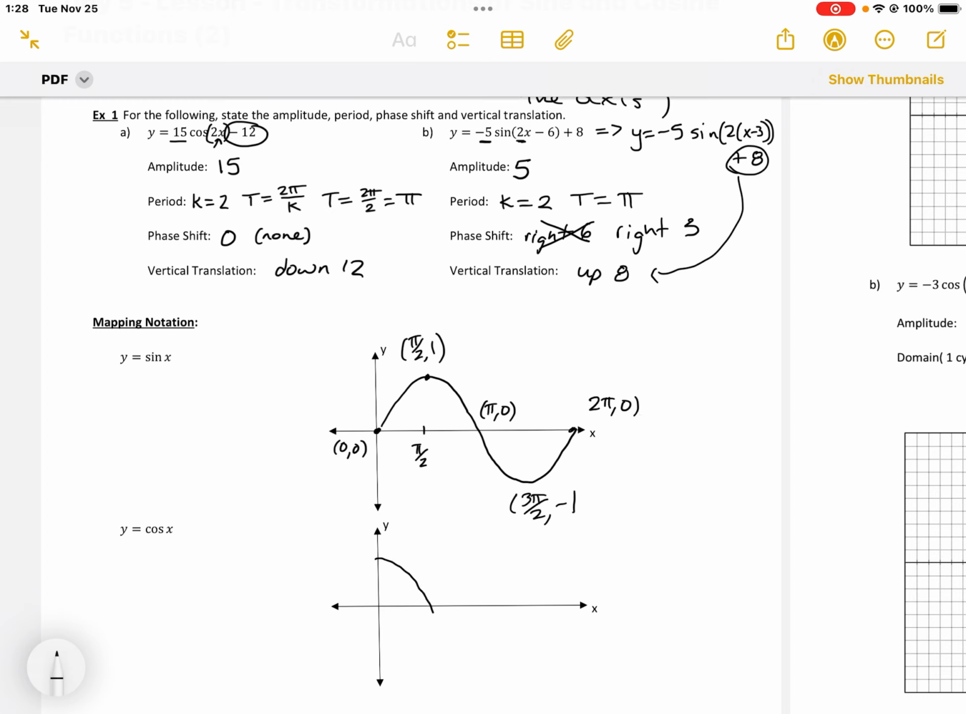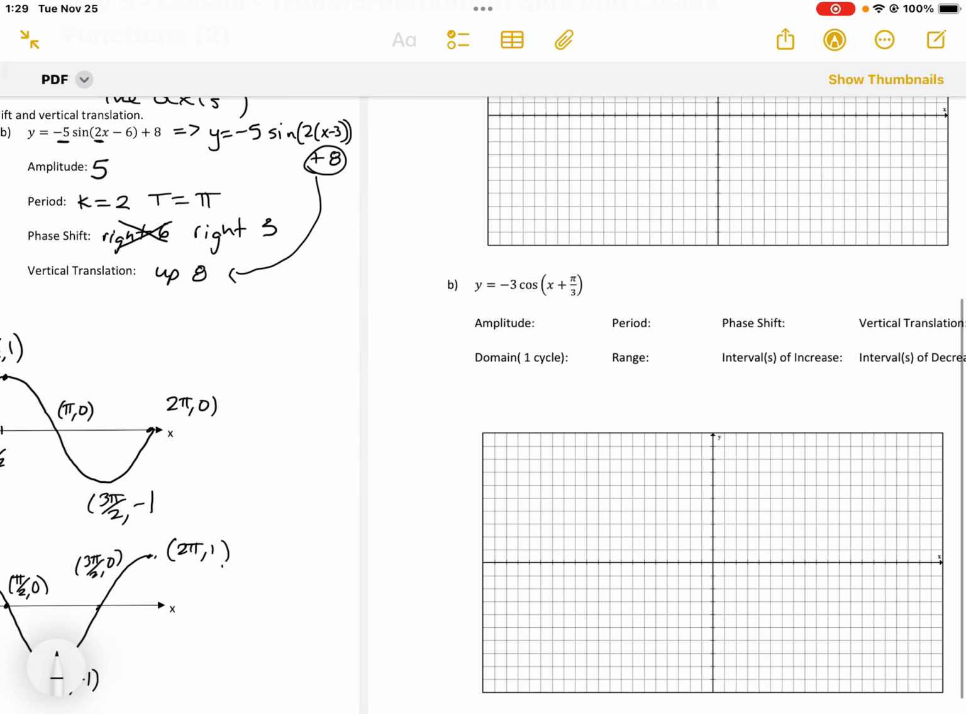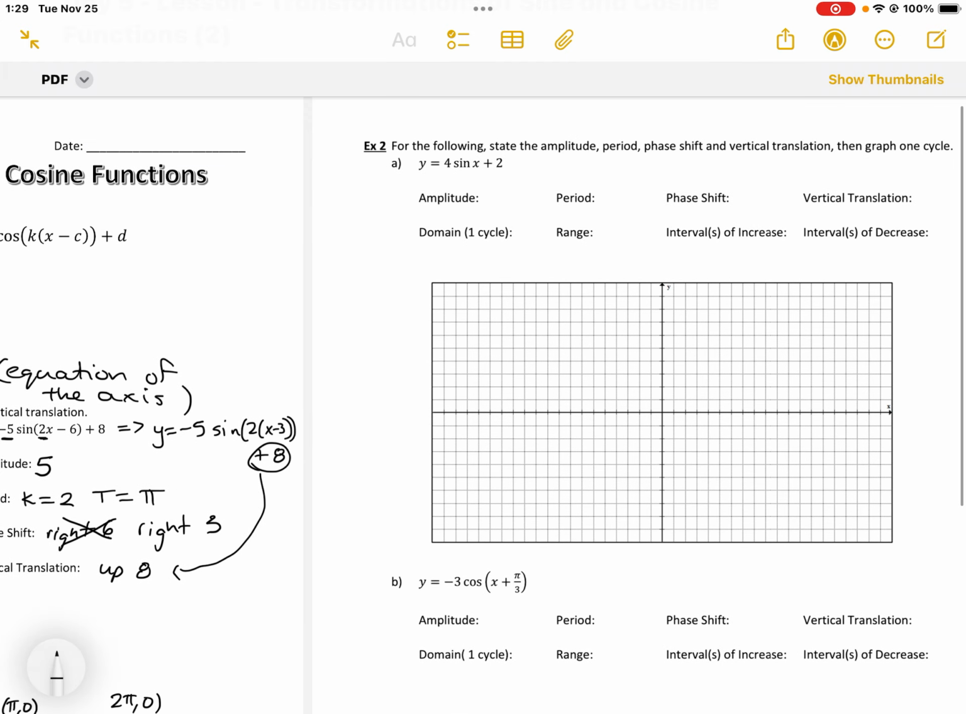Cosine, the key points are 0 and 1, starts at a maximum, pi over 2 and 0, pi and -1, 3 pi over 2 and 0, and finally 2 pi and 1. So you do need to know the shape of those graphs in order to be able to graph them effectively.